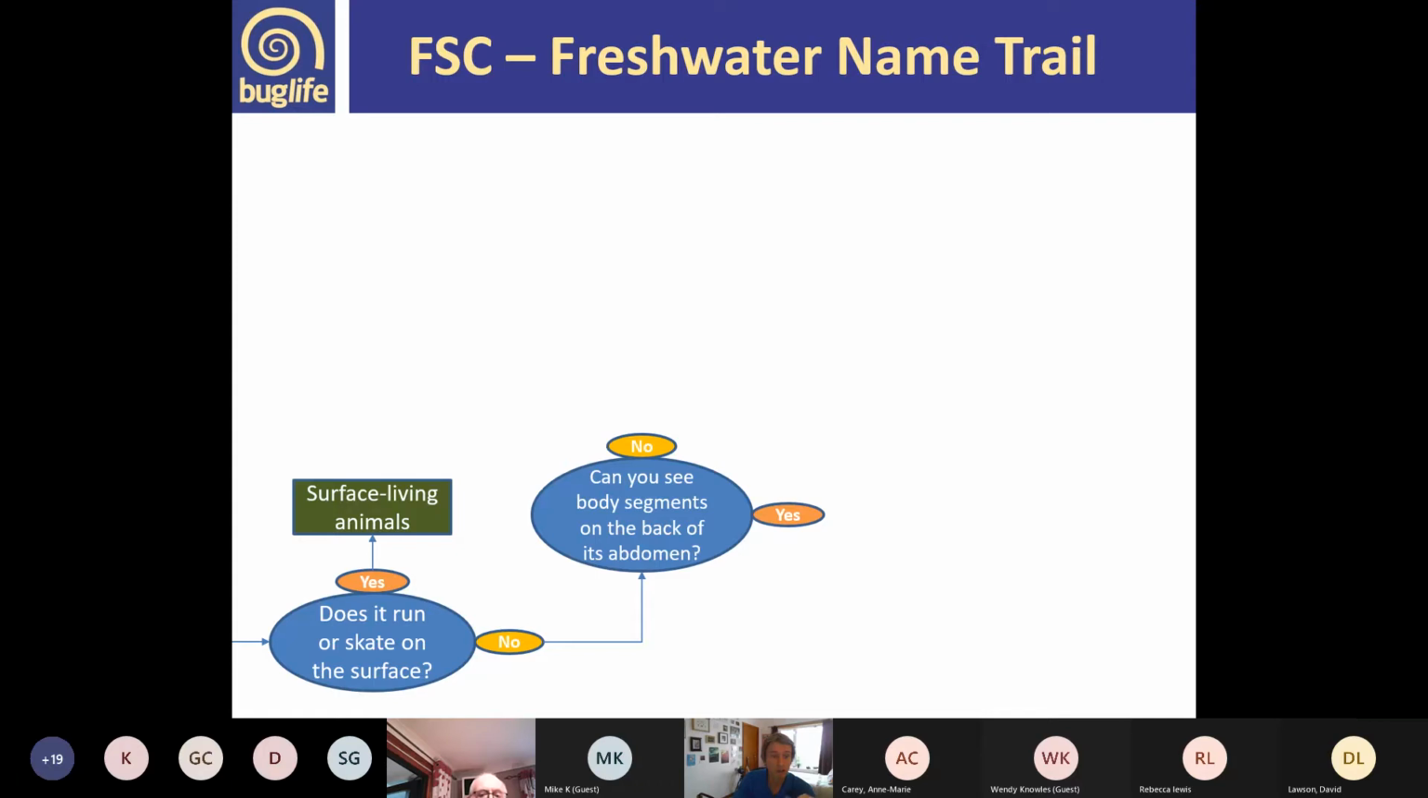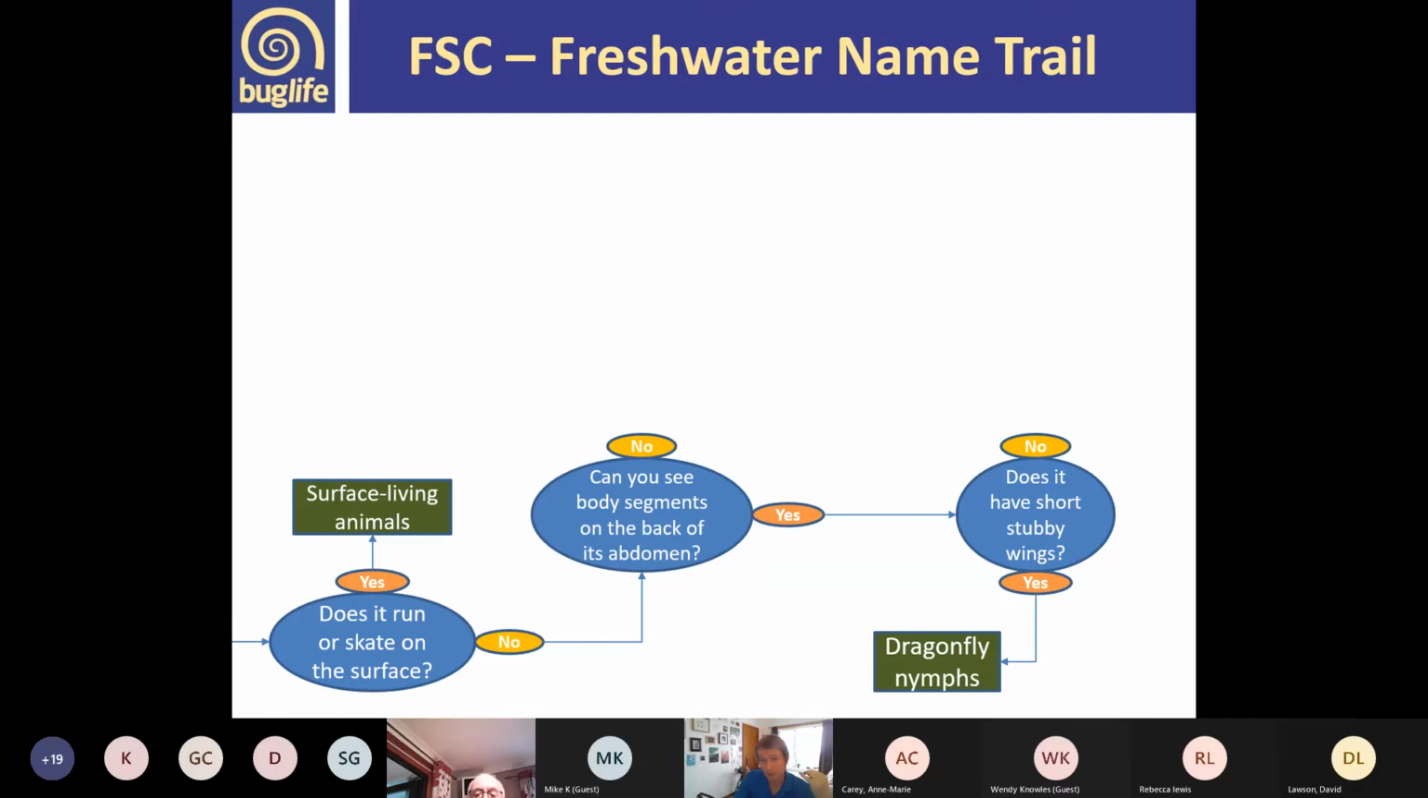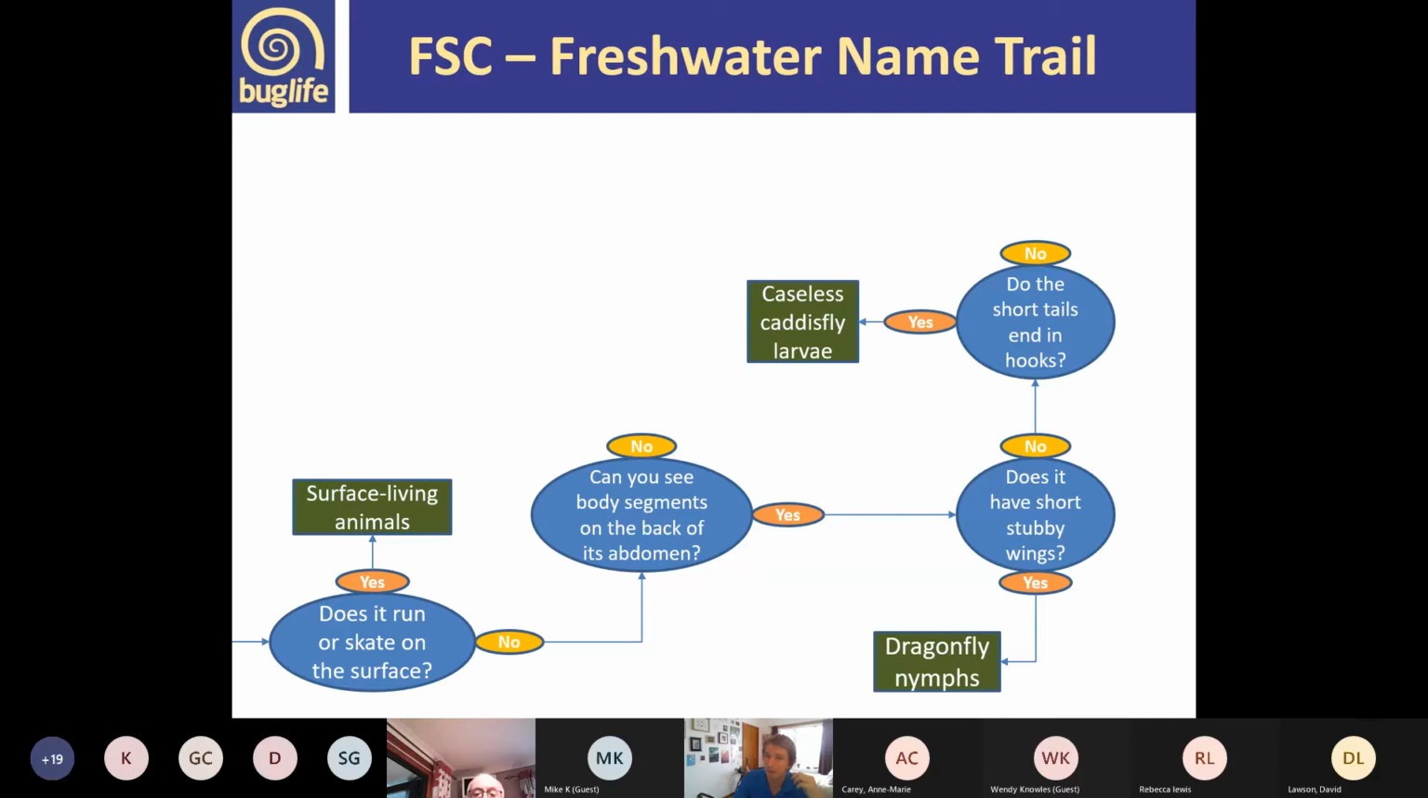If they don't live on the surface, can you see body segments on the back of the abdomen? If yes, does it have short, stubby wings? If yes, then we're going to be covering the other suborder within the order Odonata, the dragonfly nymphs. If no, do the short tails end in hooks? Then we've got caseless caddisfly larvae again, which will obviously key out to different locations. They can be quite confusing larvae to identify. And also beetle larvae, as opposed to beetle larvae that we covered earlier as well.